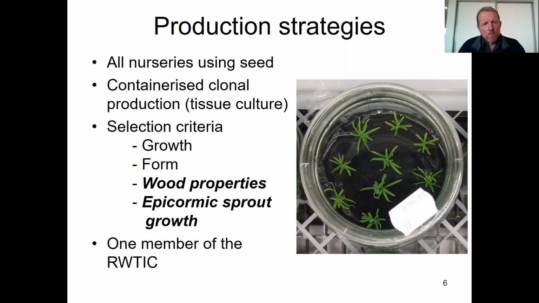The largest supplier of redwood clonal stock is producing containerized trees derived from tissue culture. The little flask in the photograph is redwood tissue culture trees as they've been transferred from a lab where they're multiplied up to the nursery, which grows them on to a plantable size. The selection criteria are growth and form. I mentioned before that the Californian foresters are not interested in wood properties, but the New Zealand growers think that with the ability to clone redwoods and bring them into production rapidly, all traits of interest should be considered in the selection process. And the second trait of interest to the New Zealand foresters, which is of no interest to those in California, is epicormic sprout growth.